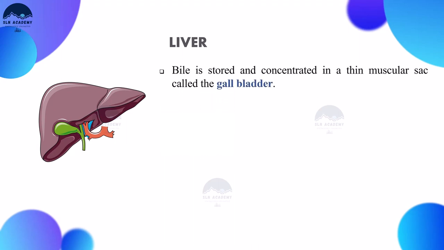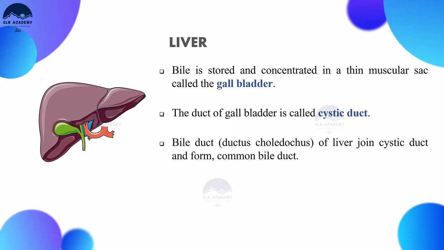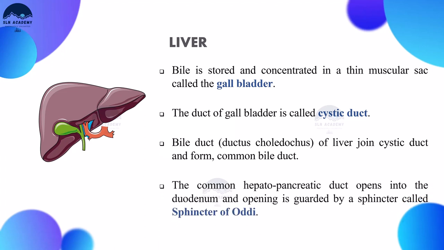Bile is stored and concentrated in a thin muscular sac called gallbladder. The duct of gallbladder is called cystic duct. Bile duct of liver joins cystic duct and forms common bile duct. The common hepatopancreatic duct opens into duodenum, and opening is guarded by a sphincter called sphincter of Oddi.